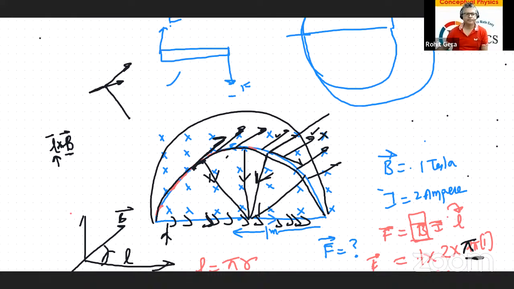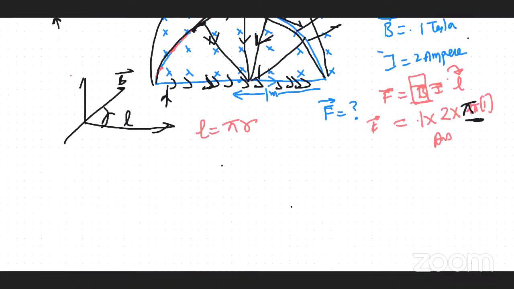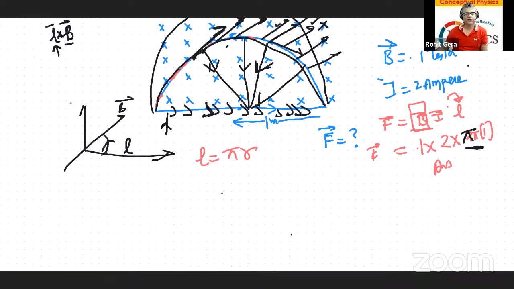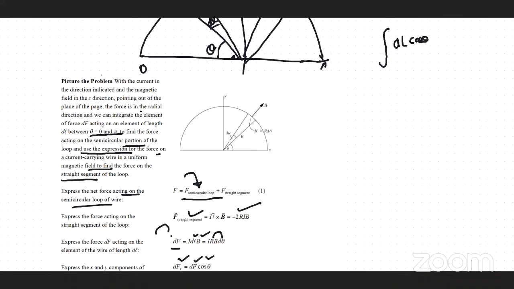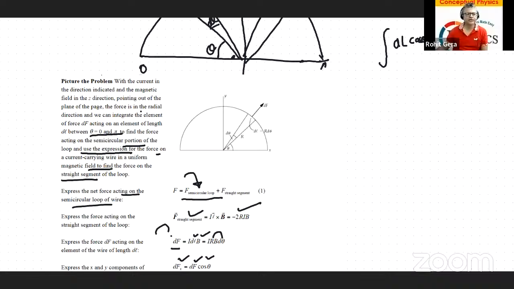ठीक है? ठीक है. Let me just go back. So once you find out that the radial force is what exists, radial force होती है मतलब. That's a point I'm trying to make. It's a radial force in this case when the magnetic field is perpendicular to the loop.